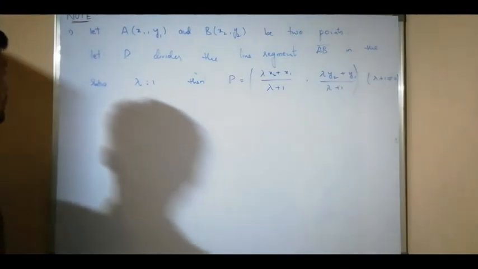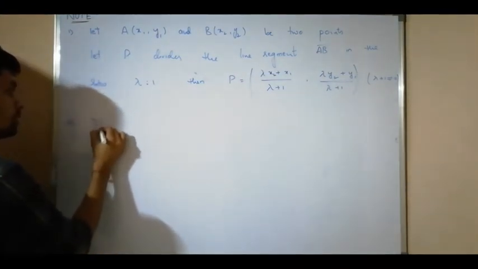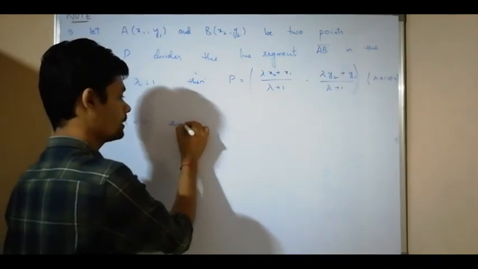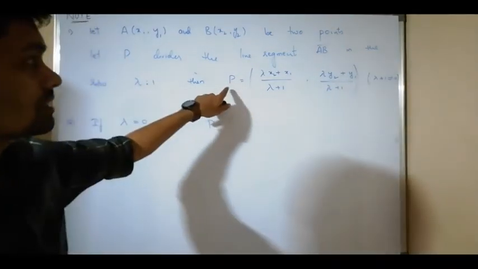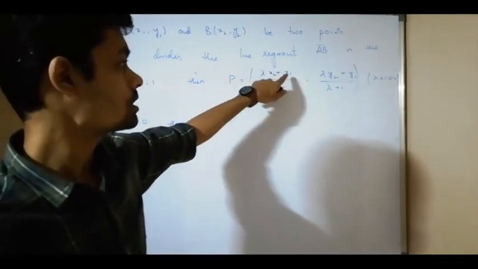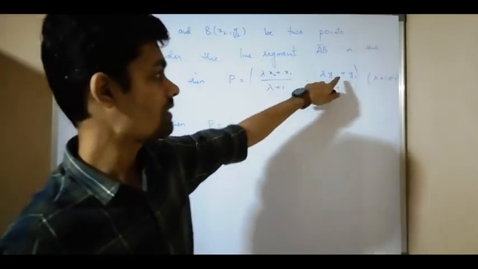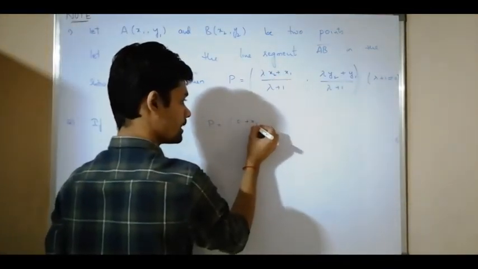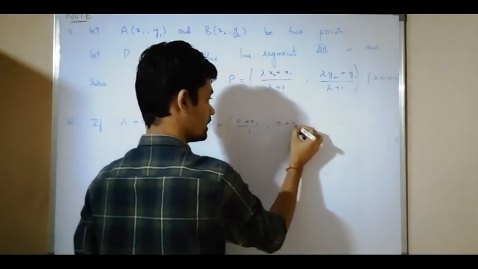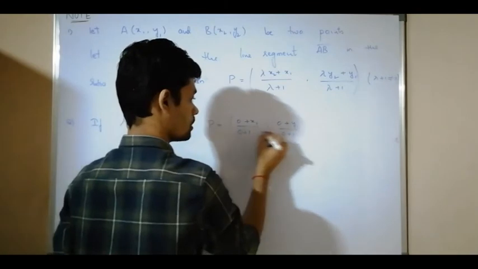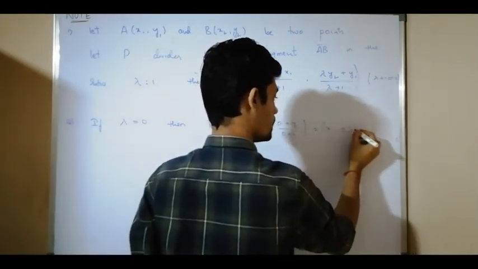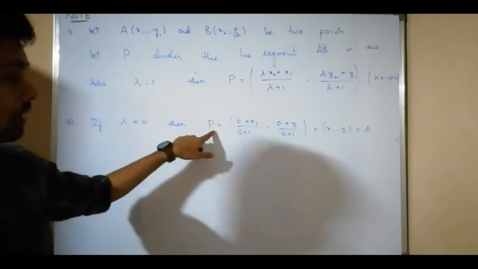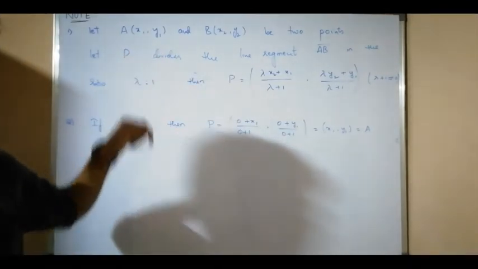Now second one: if lambda is 0, then the point P becomes, 0 into something becomes 0, so (0 plus x1) by 1, comma, (0 plus y1) by (0 plus 1), which is nothing but x1 comma y1, which is nothing but A. If lambda is 0, then the point is nothing but the point A.